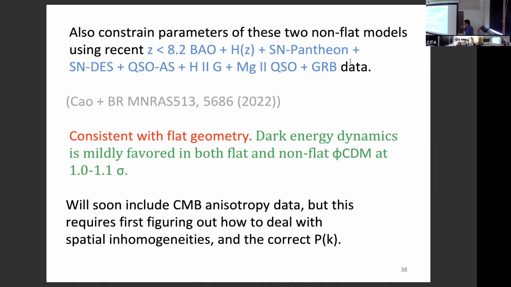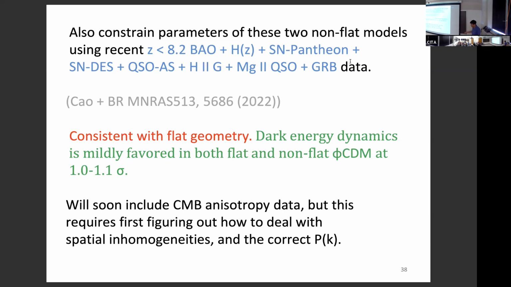So I'm going to allow omega baryons and omega cold dark matter to vary and not fix a length scale in the early universe. If you do that, you're completely constraining these parameters independent of the CMB. And I'll do that for the same data that I showed you a little bit earlier. We'll find with these data that they're all consistent with the flat geometry at some significance. And you can have dark energy dynamics, so both the flat and non-flat phi CDM models favor dynamical dark energy, but only at about 1 sigma.